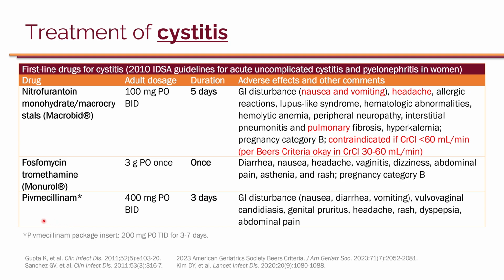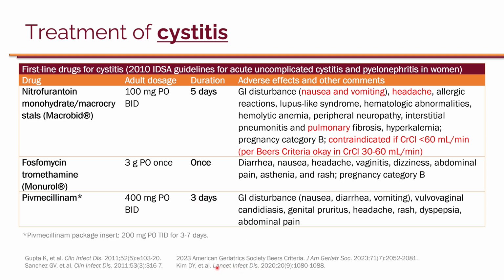And more recently, in 2024, pivmecillinam was approved in the US, although this has been on the market outside of the US since the late 1970s. For pivmecillinam, IDSA guidelines recommend 400 milligram twice a day for 3 days. Now, note that this is different than what the package insert is approved for. The package insert is for 200 milligram 3 times a day for 3 to 7 days. Now we know that TID does not improve adherence, so BID is easier to adhere to. So the guidelines do recommend higher doses but less frequently to improve adherence. And the duration is for 3 days.